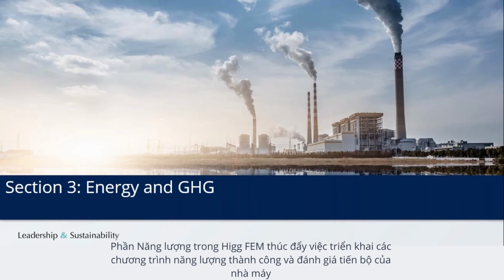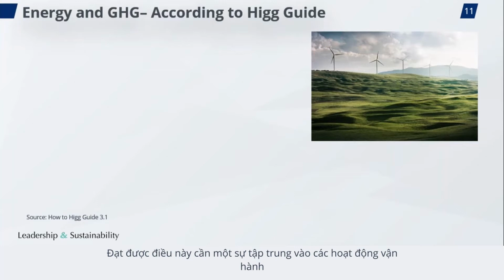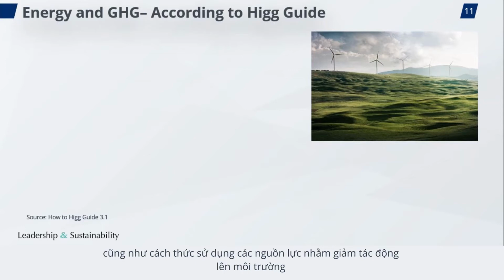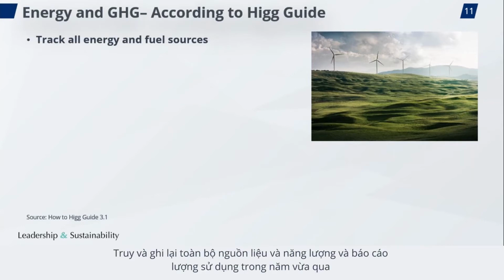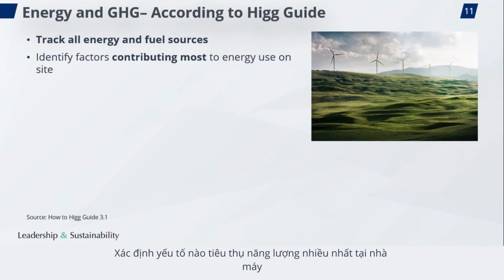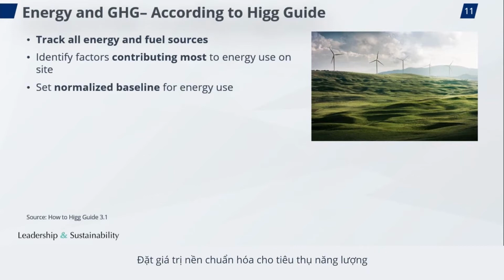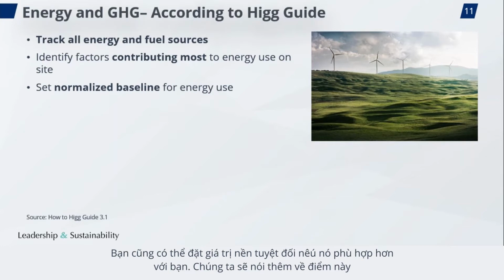The energy section in the Higg FEM promotes the implementation of a successful energy program and also evaluates a facility's progress. So to achieve this, it requires a strong focus on operational activities, as well as how resources are used while reducing the impact on the environment. This includes to track all energy and fuel sources and report quantity used in the last calendar year. Identify which factors contribute most to energy use on site. Set a normalized baseline for energy use. You can set also an absolute baseline if you wish.